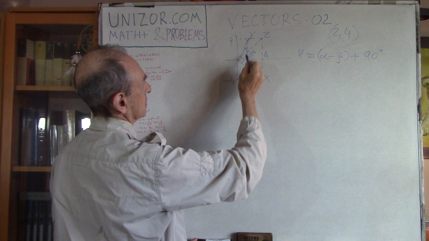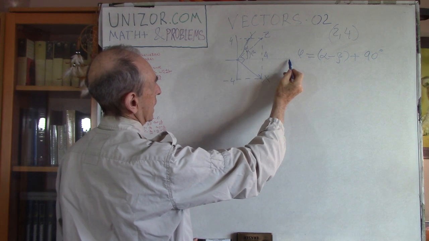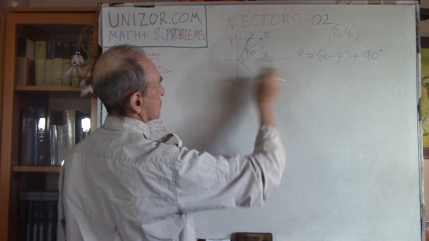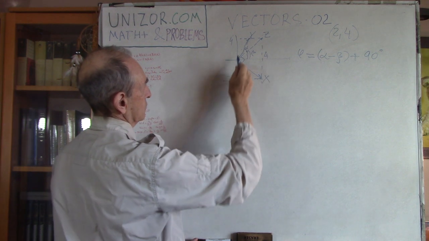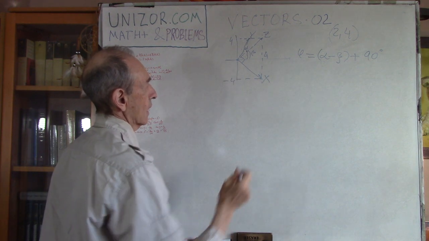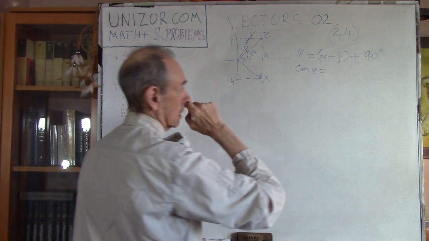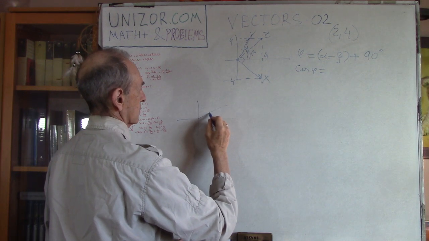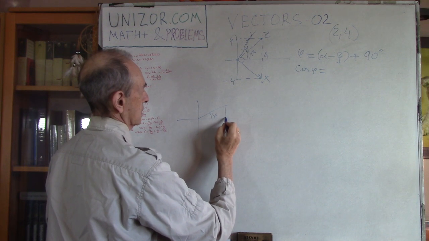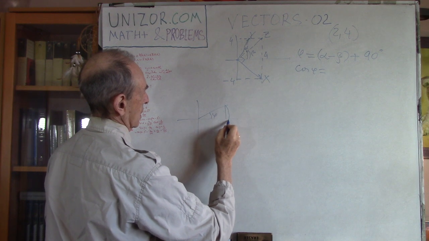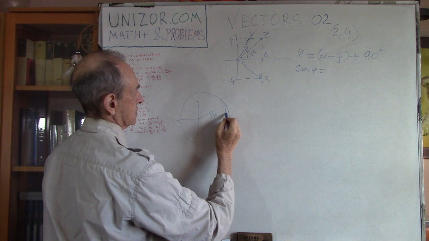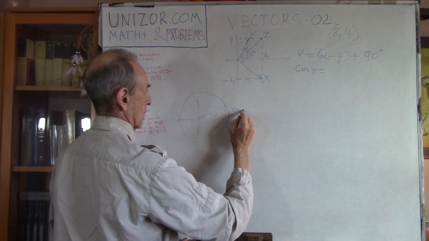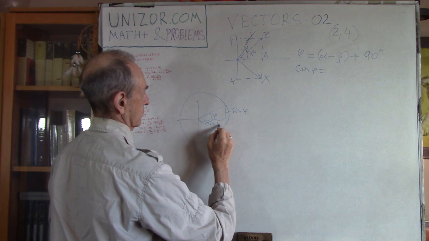So alpha is the angle of the y relative to the x-axis, and beta is the angle of B versus the x-axis, right? So if I subtract alpha minus beta, now we need cosine of phi. Now if I add 90 degrees, let's just think about what happens with the cosine. So let's say this is an angle, doesn't matter. Now the cosine is this, if I'm on the unit circle. So this is the cosine, this is sine, and this is cosine of phi.